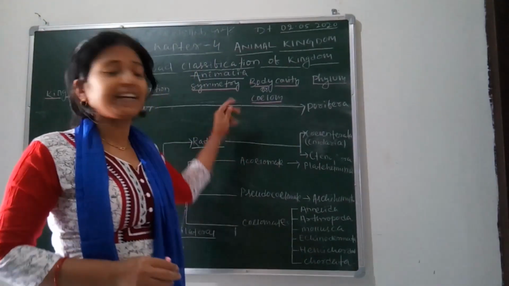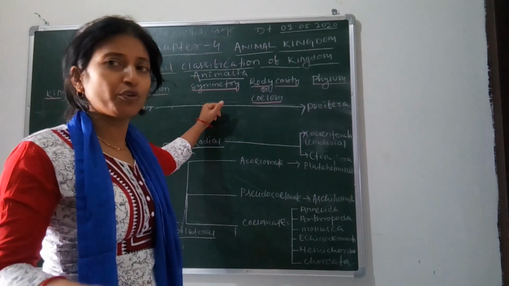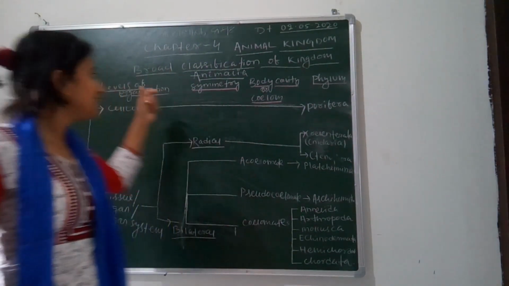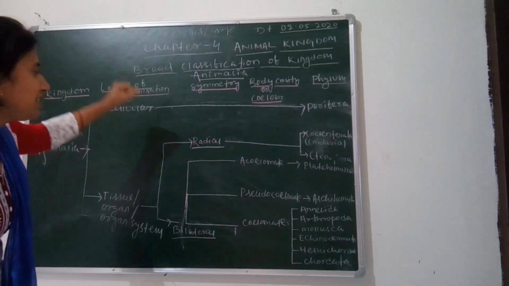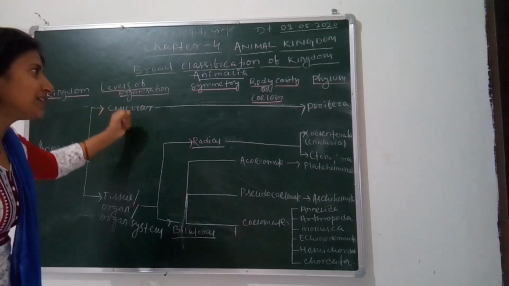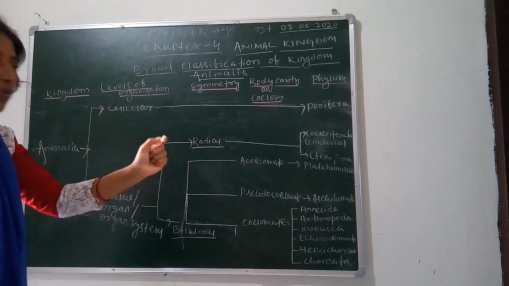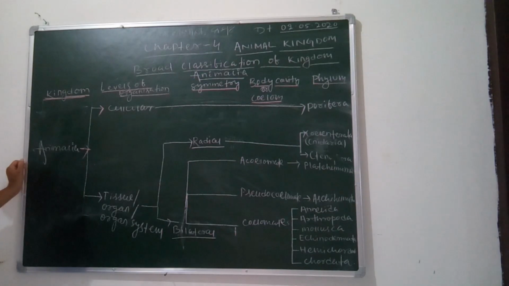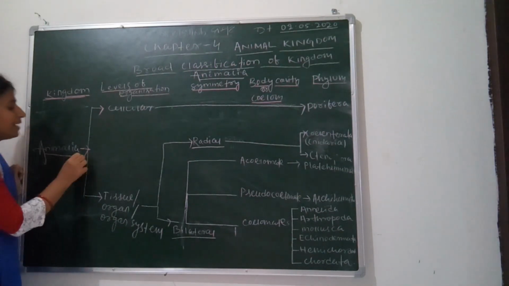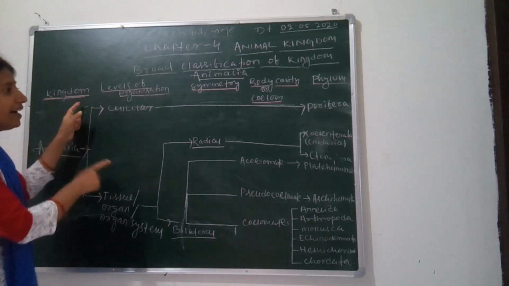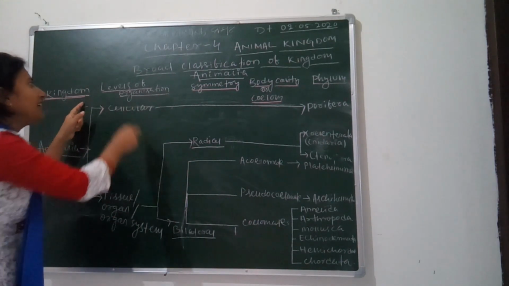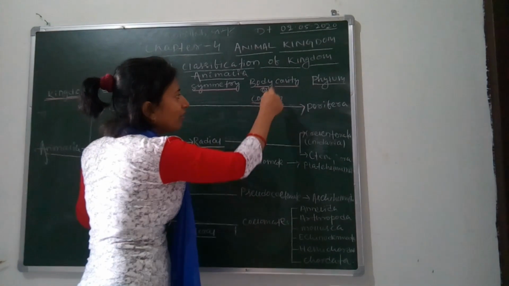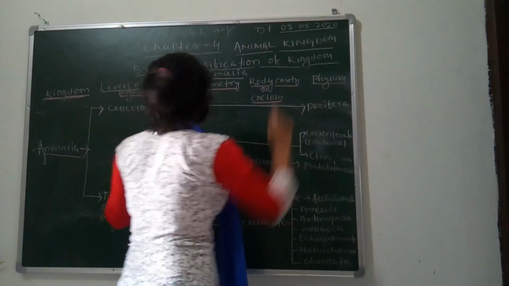These are the basic characteristic features I have already told you in my last class, but here we can understand them through this flowchart. So let's see what characters divide different animals into different categories or phyla. First, kingdom. As we are studying kingdom Animalia, this is Animalia. The Animalia kingdom is divided into different phyla with regard to levels of organization, symmetry, body cavity or coelom, and phylum.